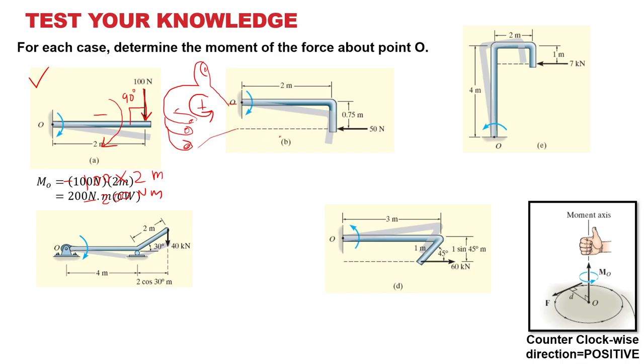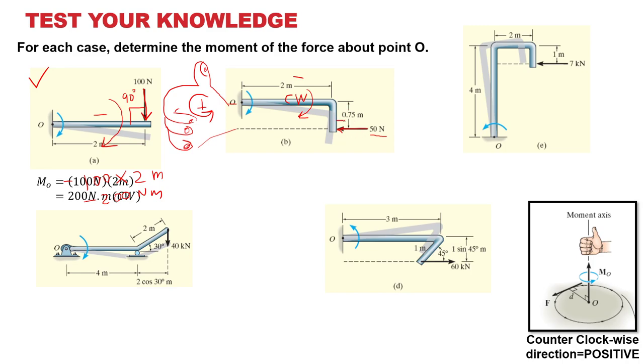Okay, next. Look at B. B is 50 Newton. It's going like this. You can see the shadow, right? It's rotating this way. But you can only see this shadow in this question. In the final exam, there's no shadow. You have to identify yourself, estimate how it is going to rotate. This thing is pushing like that. Definitely this thing is going down. It's not going up. It is clockwise, CW. So it's negative again.